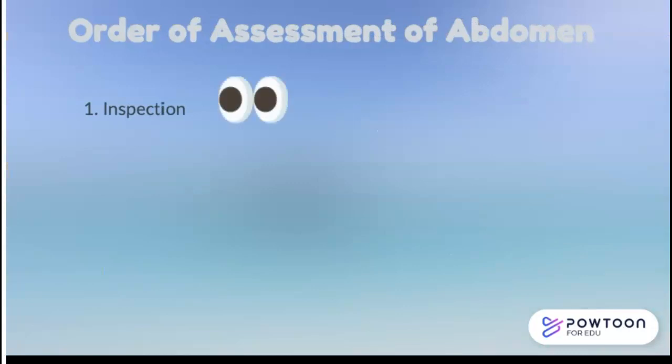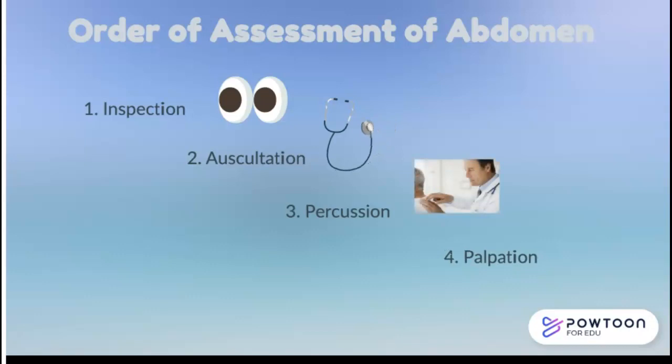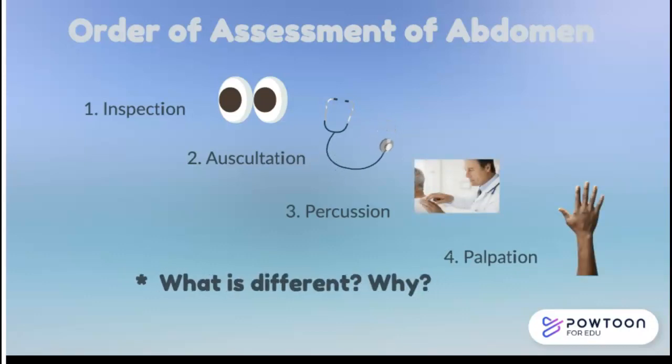As I've mentioned before, the steps of the abdominal assessment are a little different than your other assessments. We always begin with inspection, but with the abdomen, we then go to auscultation, followed by percussion and palpation. Do you remember why?